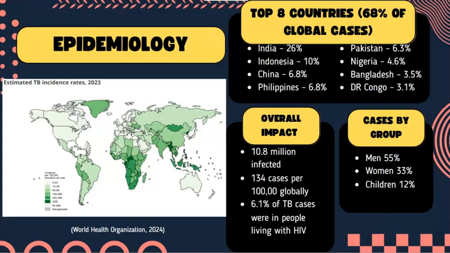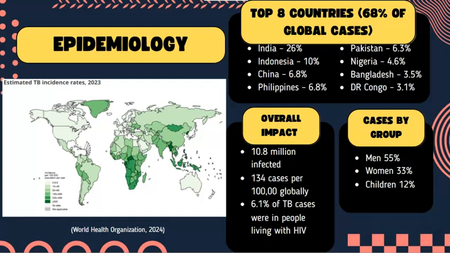According to the World Health Organization's report in 2024, in 2023, there were about 10.8 million people worldwide that had tuberculosis, which is roughly 134 cases per 100,000 people. Around 6.1% of cases were people living with HIV.